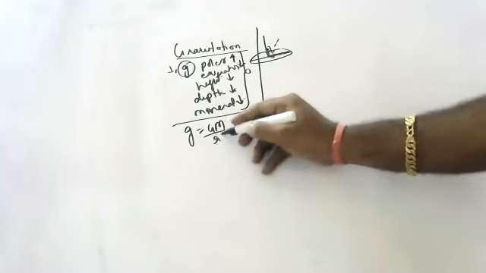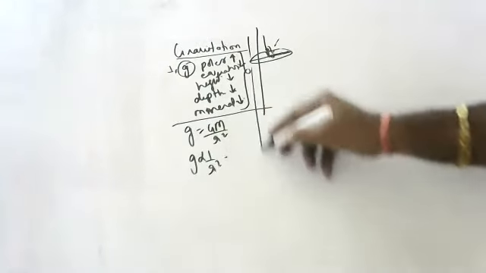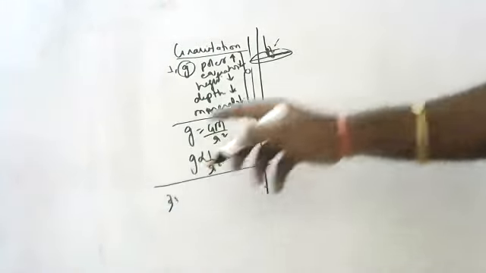So acceleration due to gravity, what is the formula, children? g equals GM by r square. Gravity is inversely proportional to r square. Try to understand, children. GM by r square.